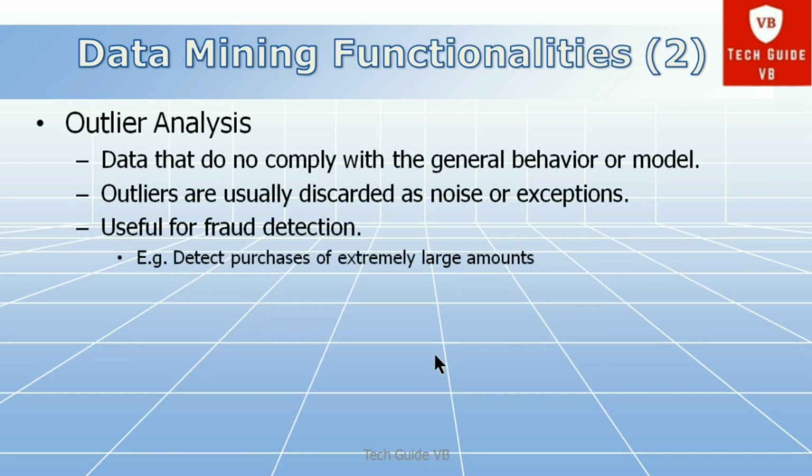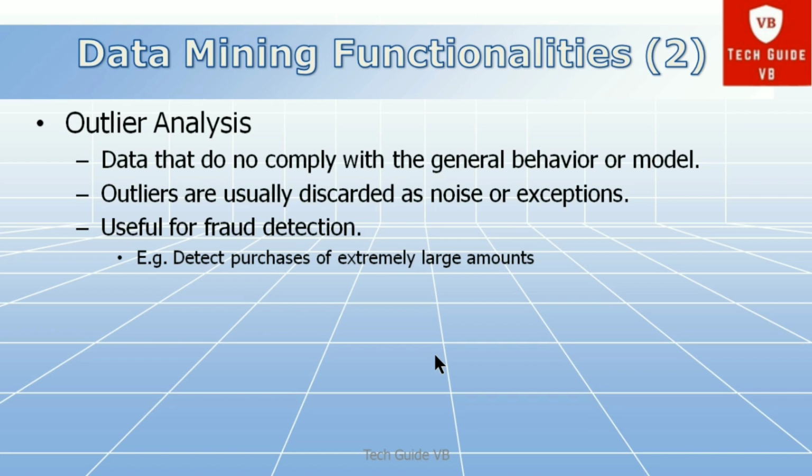Then the outlier analysis. Outlier analysis is very helpful in fraud detection. Basically, the data that do not comply with the general behavior or model, outliers are usually discarded as noise or exception. Because if the outlier analysis is done, then that outlier data is discarded, because these are generally noise or exceptions. It is useful for fraud detection.